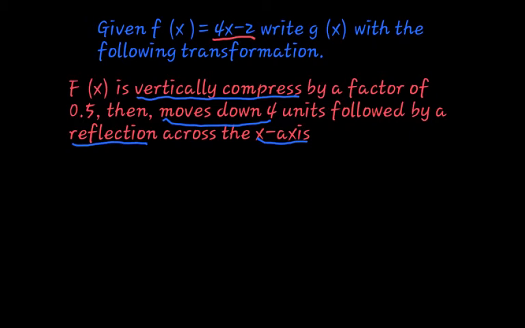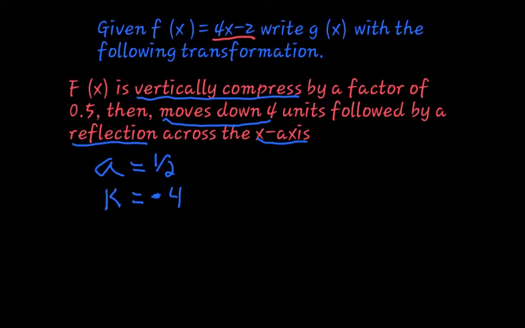Okay, so let's look at vertical compression. Since it's vertical, that means you have a, and it's compression because the factor is less than 1, it's 0.5, which is 1/2. It says then move down 4. Since you go down, that's K, and it's negative since you go down 4 units. Now the reflection across the x-axis, that's when you have the negative outside of the parentheses. So you're going to have to put a negative outside. But let's go ahead and do the first two transformations, and then we'll worry about the reflection.